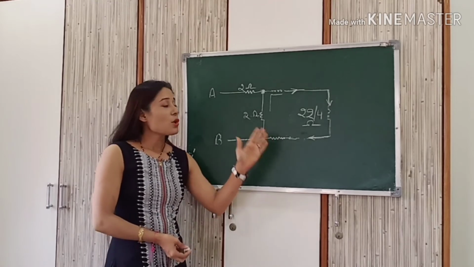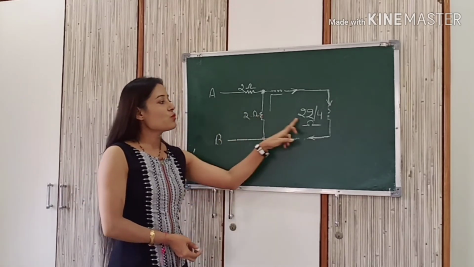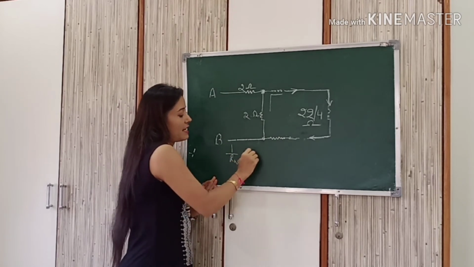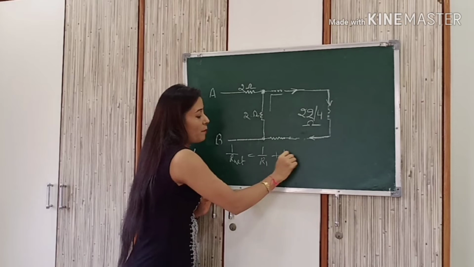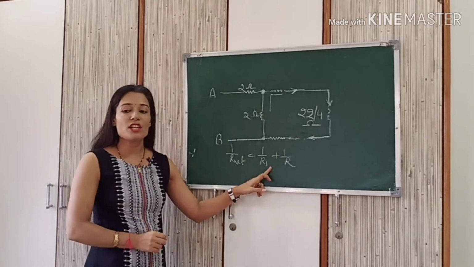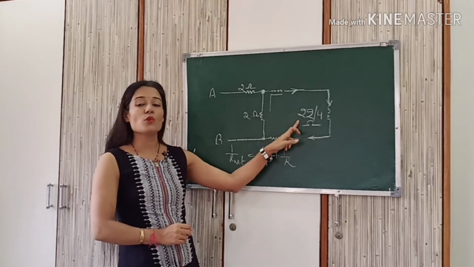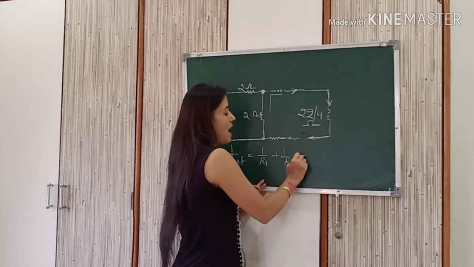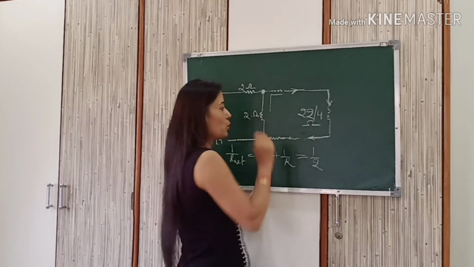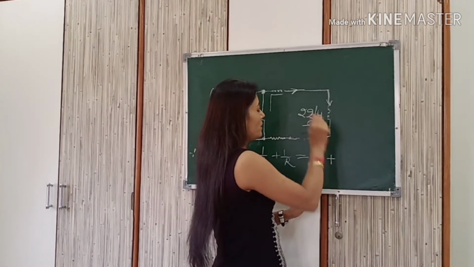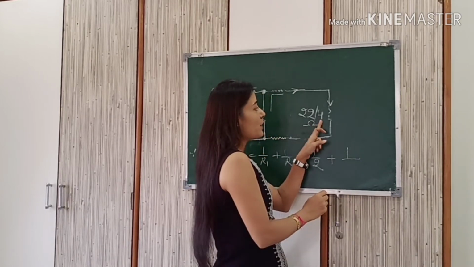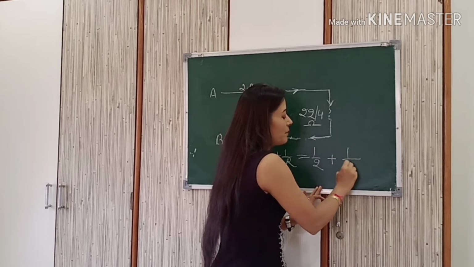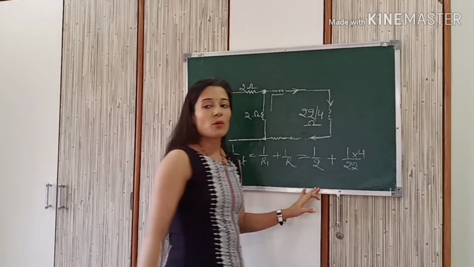So the resultant or equivalent resistance of these two resistances will be 1 upon R net is equal to 1 upon R1 plus 1 upon R2. Why have we taken the parallel combination formula? Because both of these two resistances are in parallel combination. So 1 upon R1 is 1 upon 2, plus 1 upon R2. What is R2? That is 22 upon 4, and by inverting it, it will be 4 upon 22.